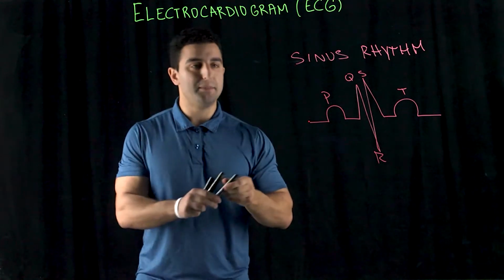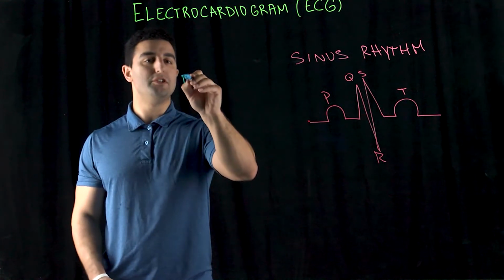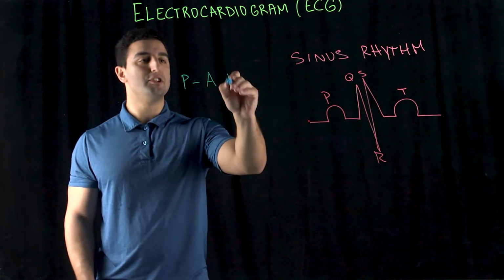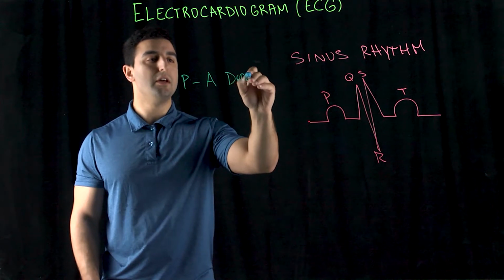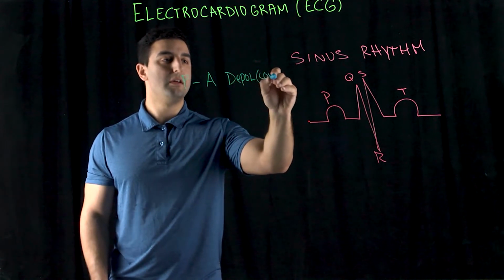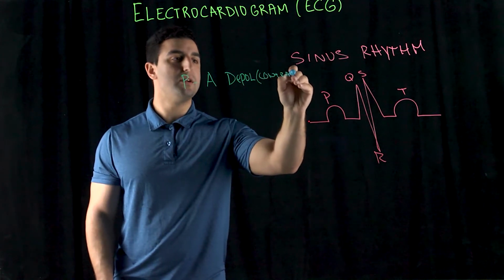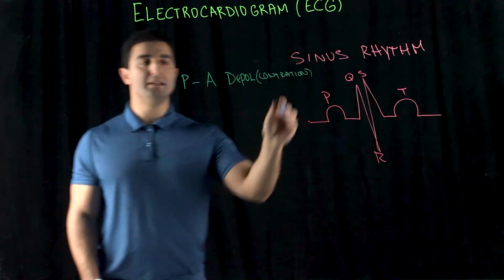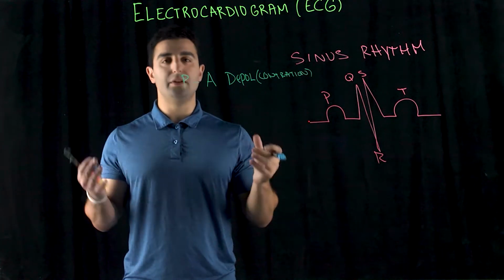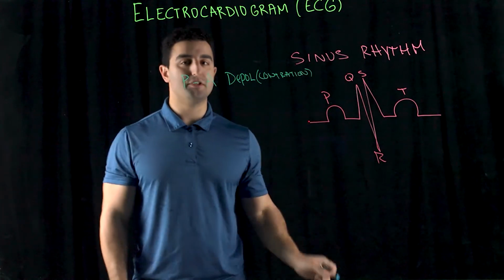So if we go step by step at number 1, at the P region here, this is atrial depolarization. Whenever you see depolarization, always think about contraction. It's another way of saying contraction. So this is where the atrium begins to contract, right, in order to eject most of the blood to go into the ventricles.